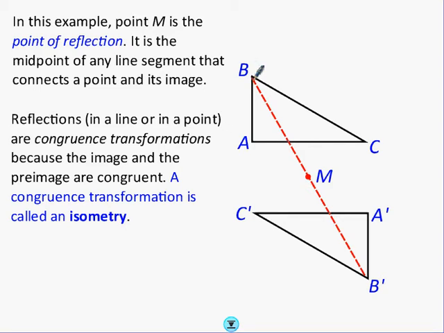To get from point B, the pre-image, to B prime, all that's done is you go directly to the point of reflection and then repeat the process. Go that same distance again. And so from A to M, we go that same distance again. It takes us to A prime. You'll probably notice that a point reflection looks a lot like a 180-degree rotation. And they really are identical transformations, actually.